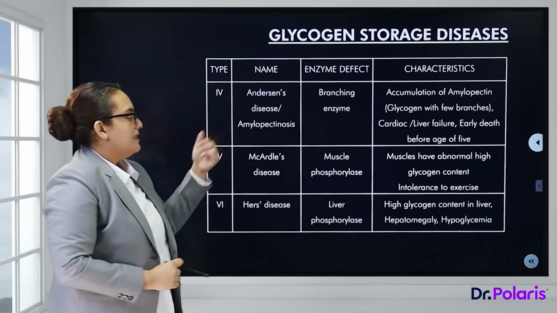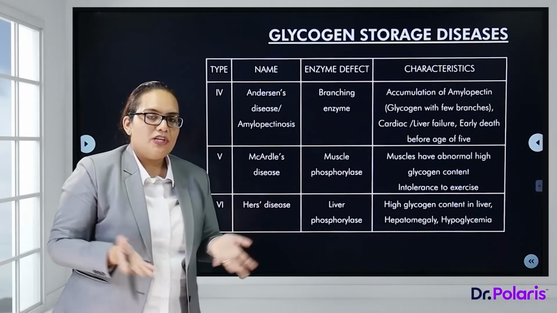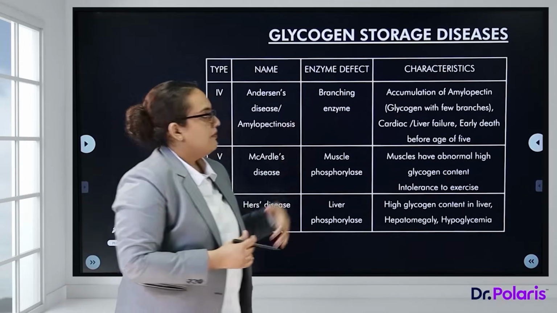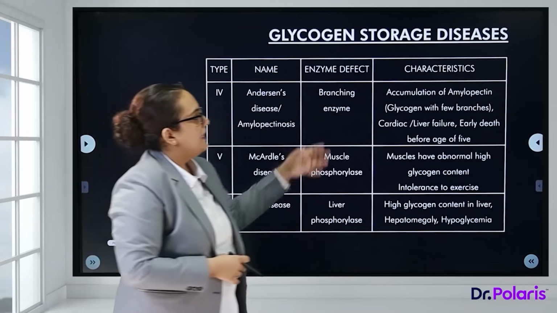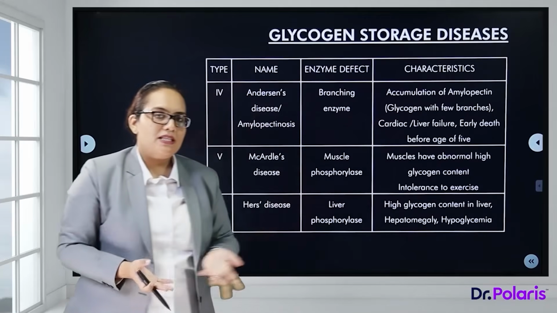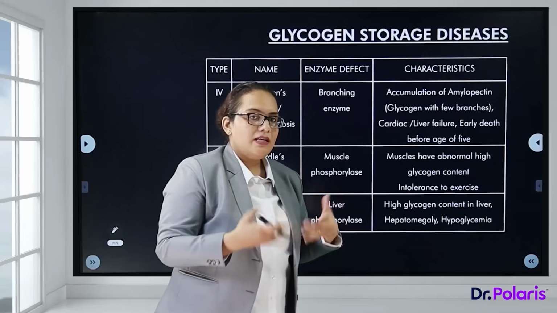The next one is Andersen's disease or amylopectinosis. It's called amylopectinosis because of the accumulation of amylopectin within the concerned tissue. So the enzyme defect is the branching enzyme, and again, if amylopectin gets accumulated within the heart muscle, it leads to cardiac failure. If it gets accumulated within the liver, liver failure.